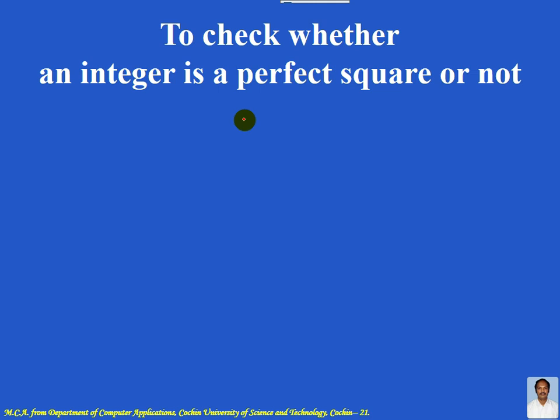Let us write a Python program to check whether an integer is a perfect square or not. We know that 64 is a perfect square because 8 into 8 equal to 64. Using the Python program, we need to check whether a number is a perfect square or not. The method is you find the square root of the number. Here square root of 64, you will get 8. You find the integer part of this number. Integer part of 8 is 8 itself.